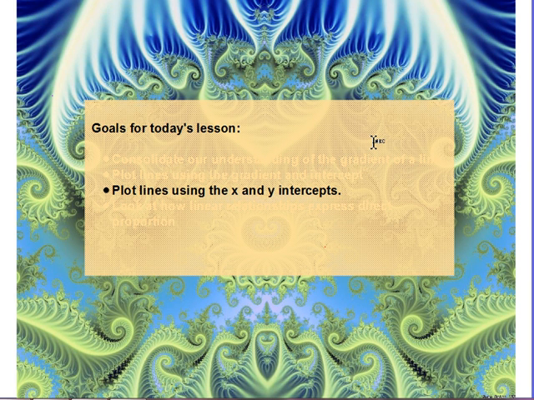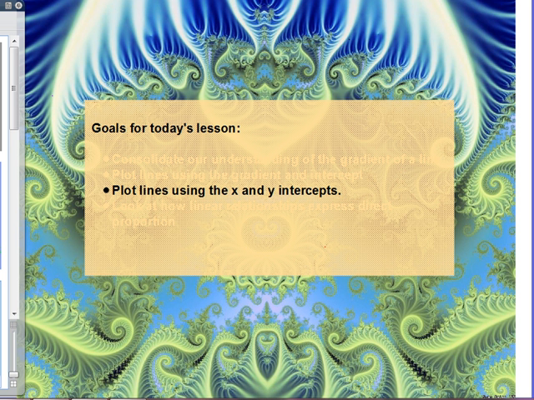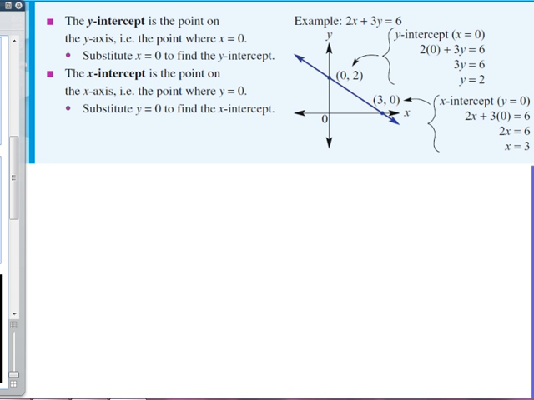Okay, here we go. We're going to have a look today at plotting a line, how to plot a line if we're given the formula, how to plot a line by finding the x and the y intercepts. So first of all, we just need to go over what x and y intercepts are.